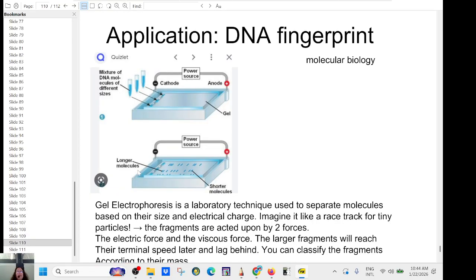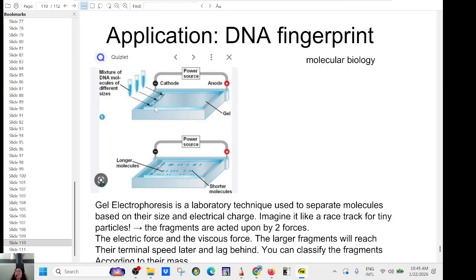Another application. So what do you think? These are pieces of DNA. So the electric field goes from what to what? Plus to minus or minus to plus? Plus to minus. So these DNA pieces here go against the field. So that means they are charged what? If they go against the field, negatively charged, okay? And apparently that's what DNA is.